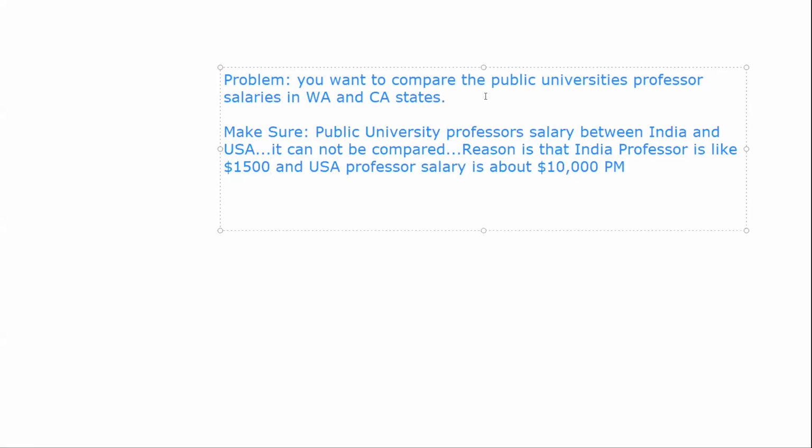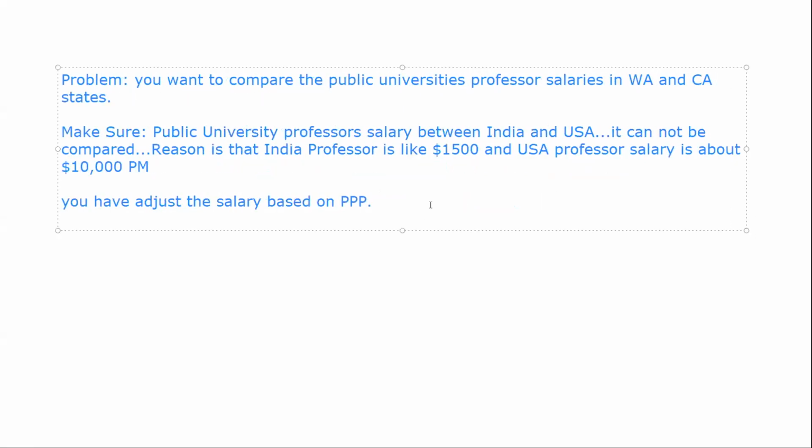What can you compare? Suppose you want to compare the salary of Indian professors and US professors, what can you do? You have to design it properly. That means you have to adjust the salary based on purchasing power parity, or PPP, or different indexes are there. So basically it has to be designed correctly so that you can compare. You can't compare apple to orange. Here you have to compare apple to apple.